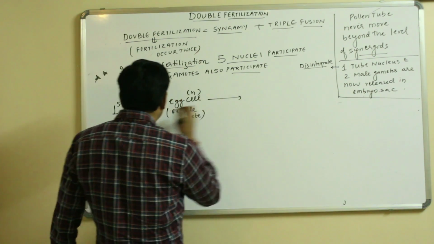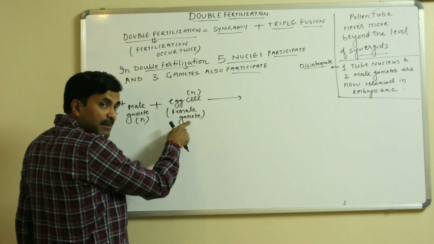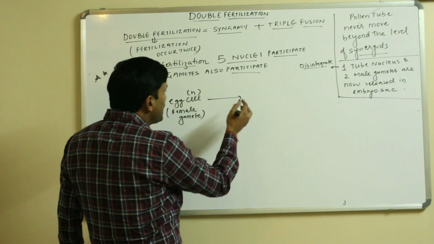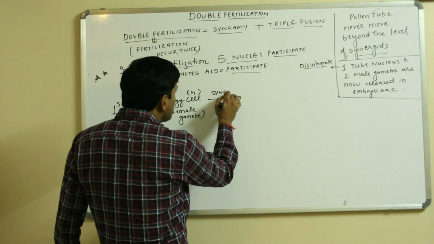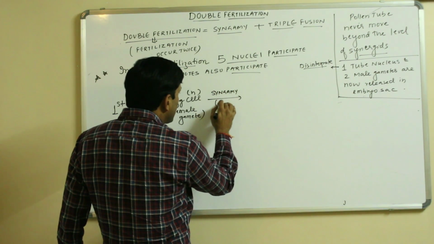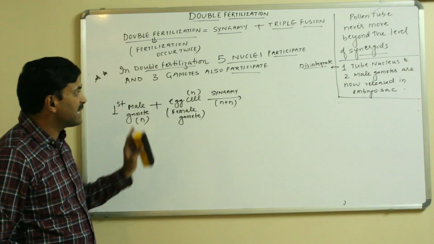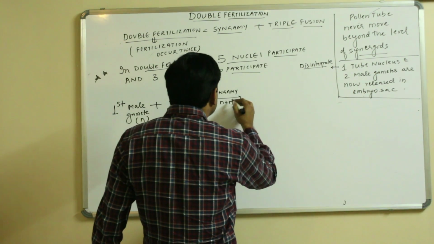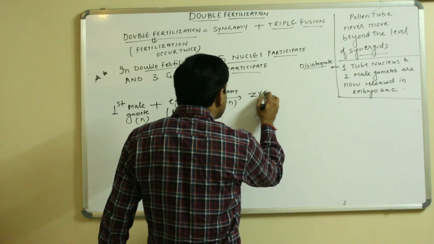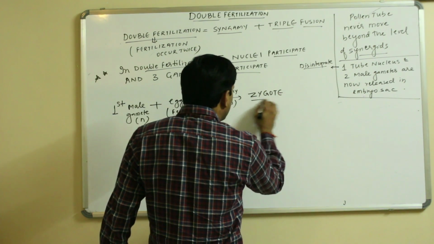Now we know very well that this is a male gamete and this is a female gamete, and fusion of male and female gamete is called syngamy. Means n plus n, fusion of male and female gamete is called syngamy. So the result of the syngamy is the formation of the zygote.